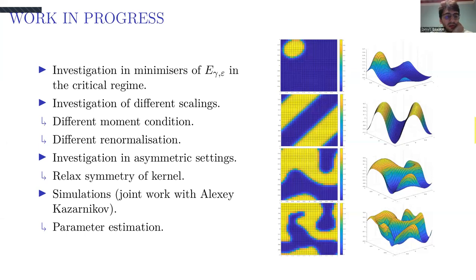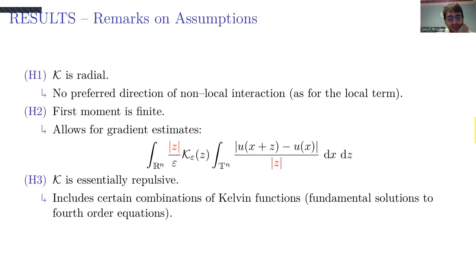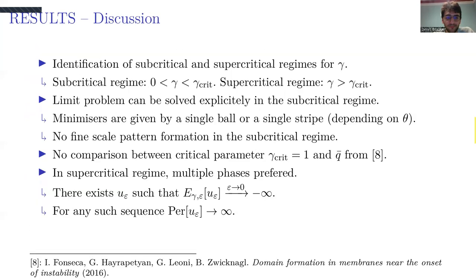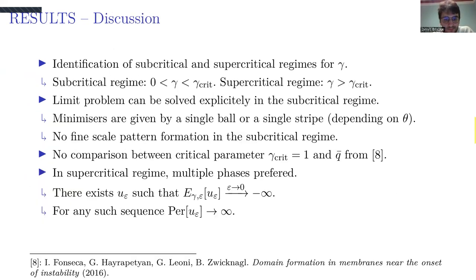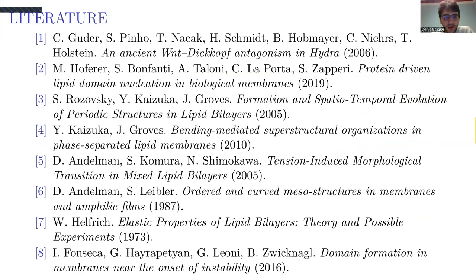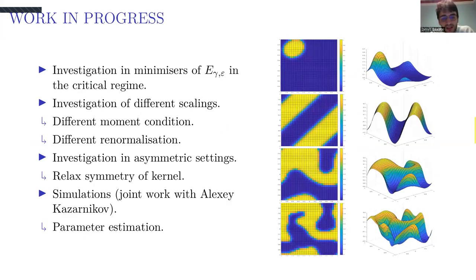What we're also trying now is to have different scalings. I was telling you in the beginning that this moment condition gives rise to gradient estimates. But what happens if we say that we are not taking z, but z to some power s, where s is between 0 and 1, and maybe we get different gamma limits, which are dependent on s-perimeters, for example. There is also this paper by Mele and Wu, where they have fractional Helmholtz kernels, and they showed that different scalings and different moment conditions have impact on the type of perimeter you end up with. And there are also different renormalizations connected to these types of questions.